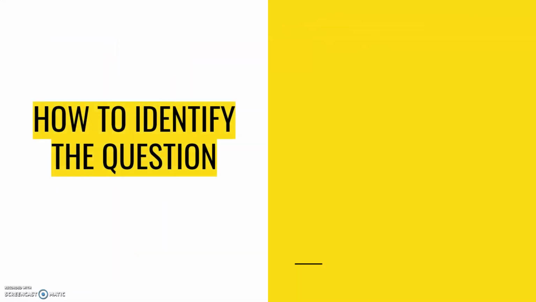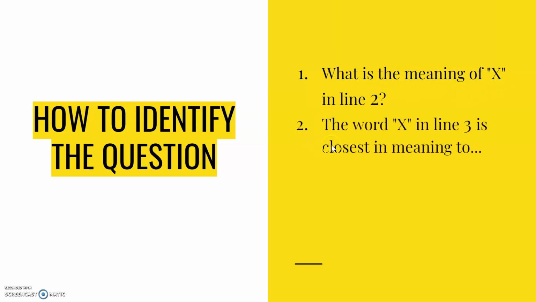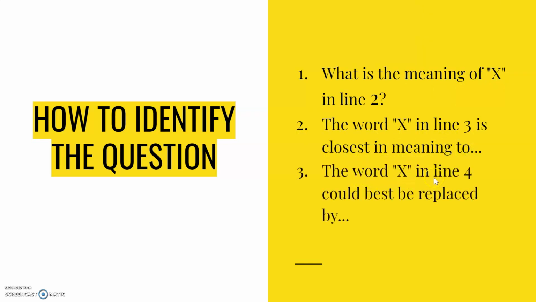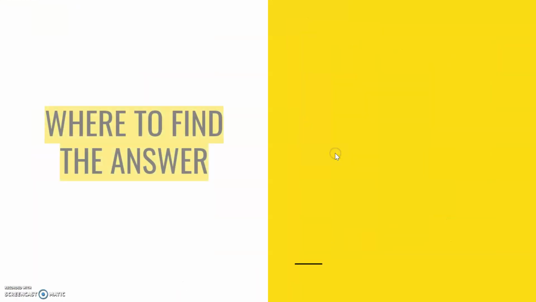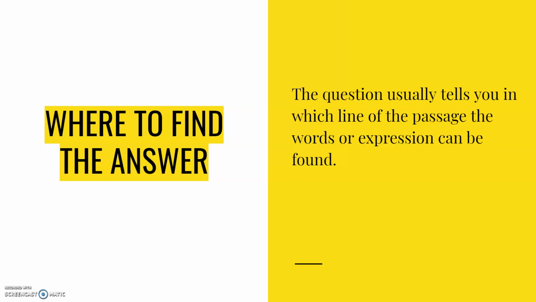So how to identify a vocabulary question? Usually the question is like this. What is the meaning of X in line 2? X is a word here. The second, the word X in line 3 is closest in meaning to, and the word X in line 4 could best be replaced by. So these are the questions that usually appear to ask you about vocabulary. Now, where to find the answer? The question usually tells you in which line of the passage the word or expression can be found.